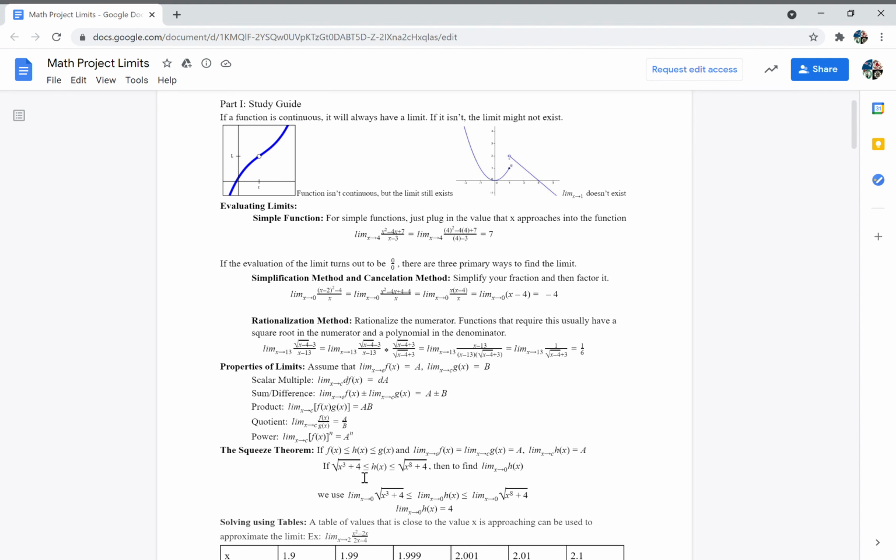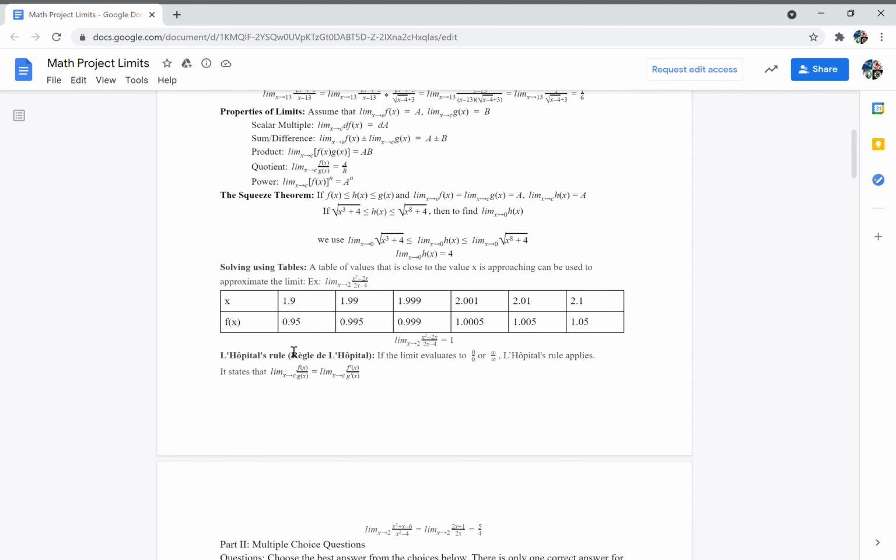And the squeeze theorem is something interesting. You basically compare other limits. Like here you have root x cubed plus 4 and root x to the 8th plus 4, and you have this unknown h of x here. You could just define the limit as x approaches 0. You can just plug 0 in, and since both the values are 4, the limit of h of x equals 4, because 4 is less than or equal to h of x, which is also less than or equal to 4.